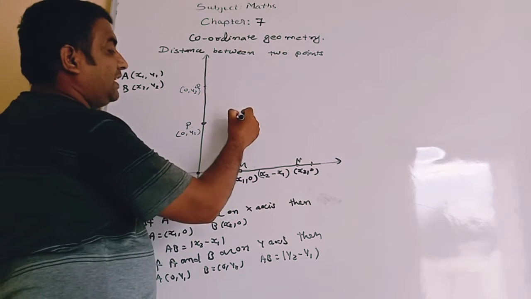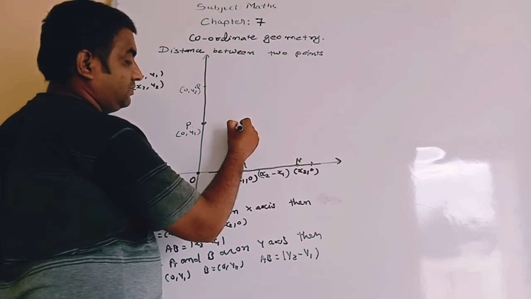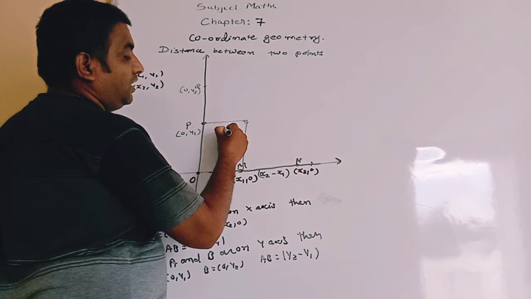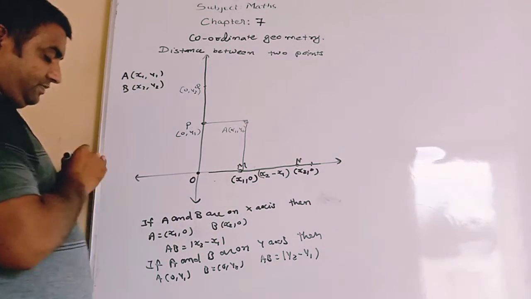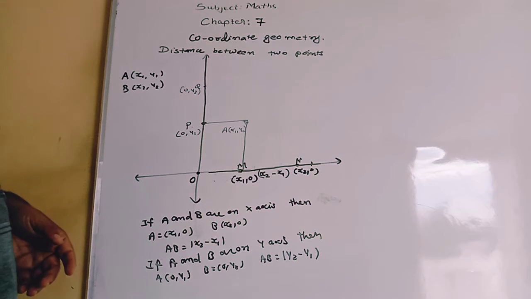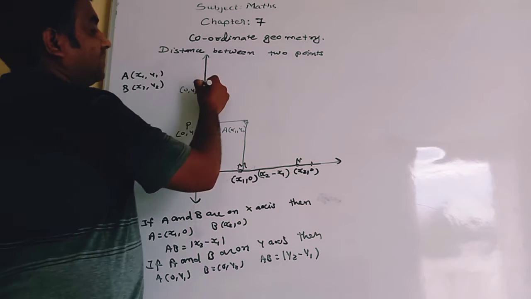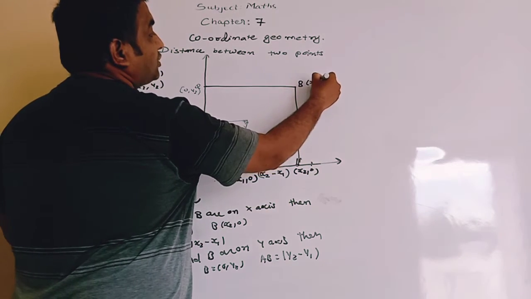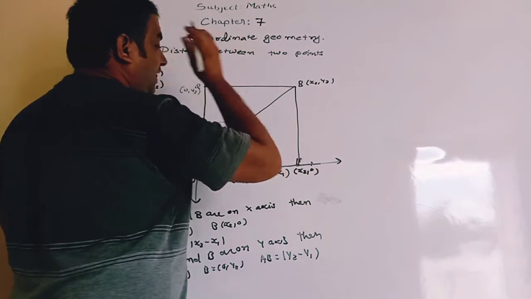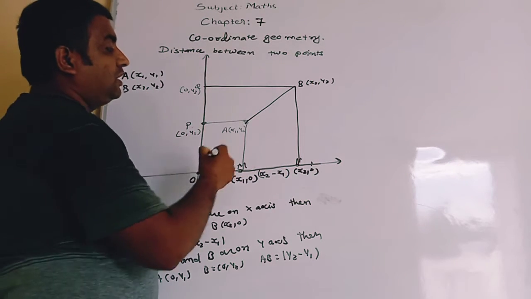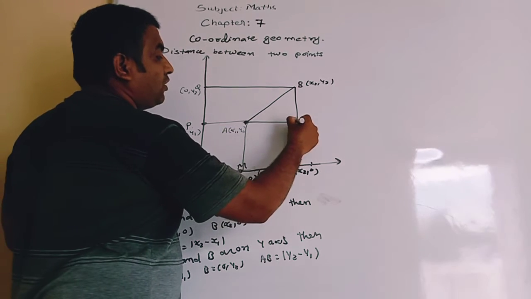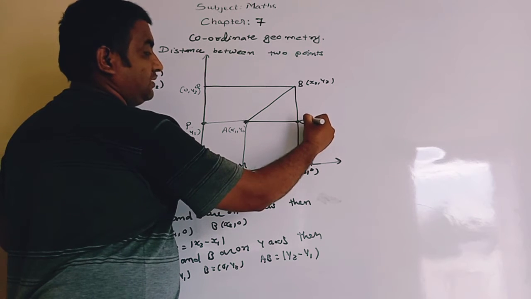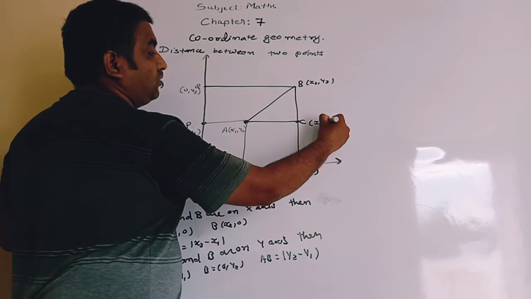Now if A is any point (x1, y1) and B is another point (x2, y2), then what is the distance AB? That we want to find out. So from A we construct the perpendicular AC on BN. Then the coordinates of C will be (x2, y1).